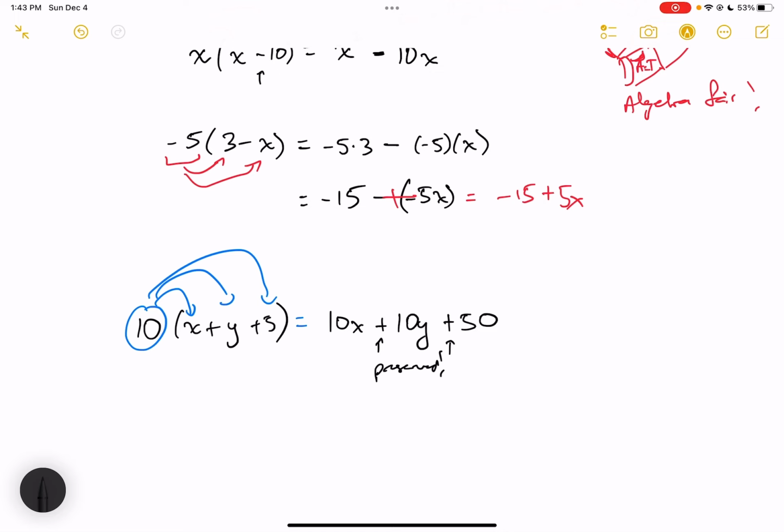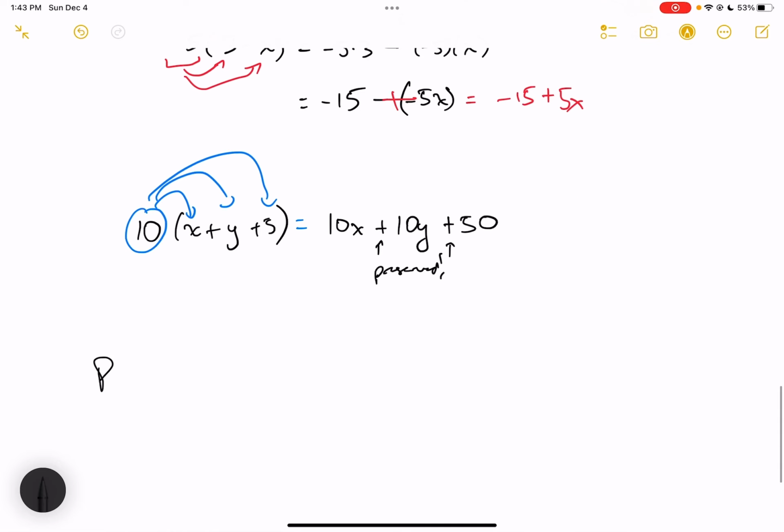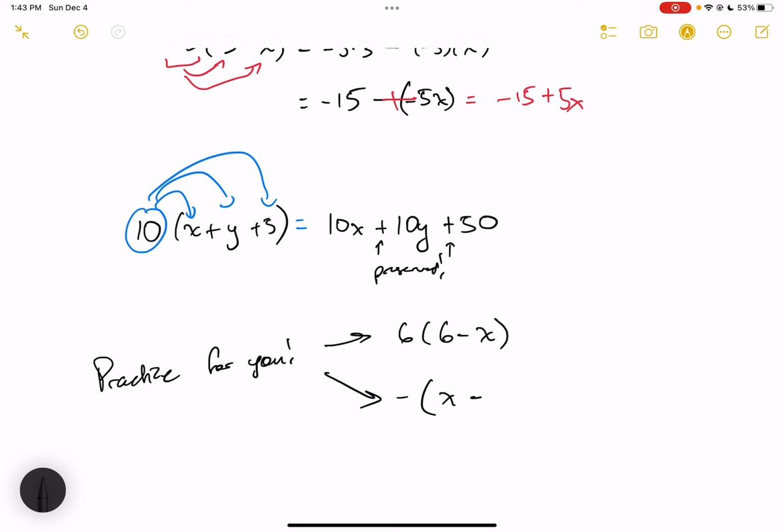All right, awesome. As a little practice for you, if you want to do a little bit more practice on your own, give these 2 a try. Let's do 6 into 6 minus x and negative into x minus 20. All right, make sure you get some practice, and we will talk about this tomorrow.